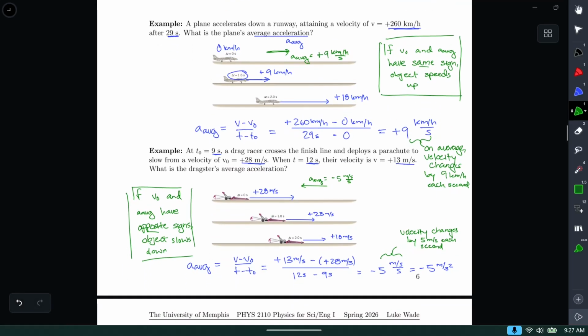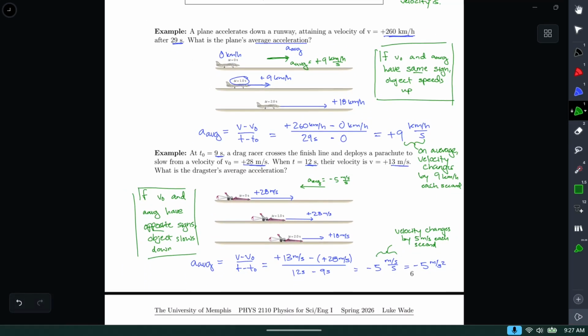Okay, so same sign means speeding up, opposite sign means slowing down. There are no special rules specifically about positive or negative acceleration. You have to know about velocity as well to talk about speeding up or slowing down.